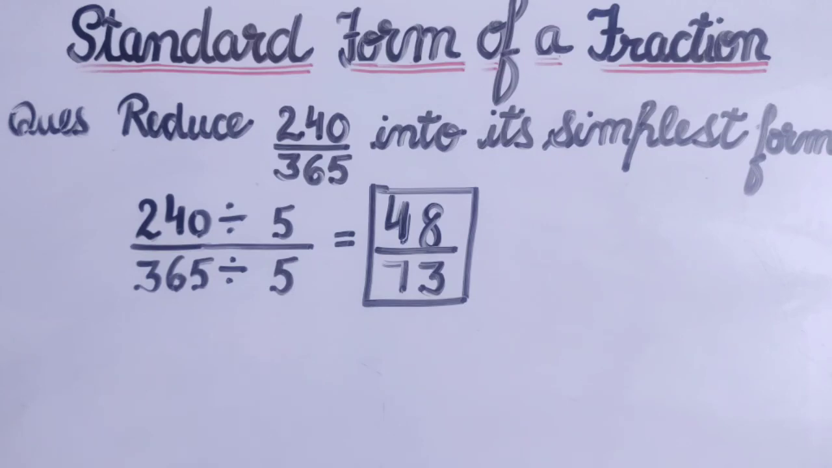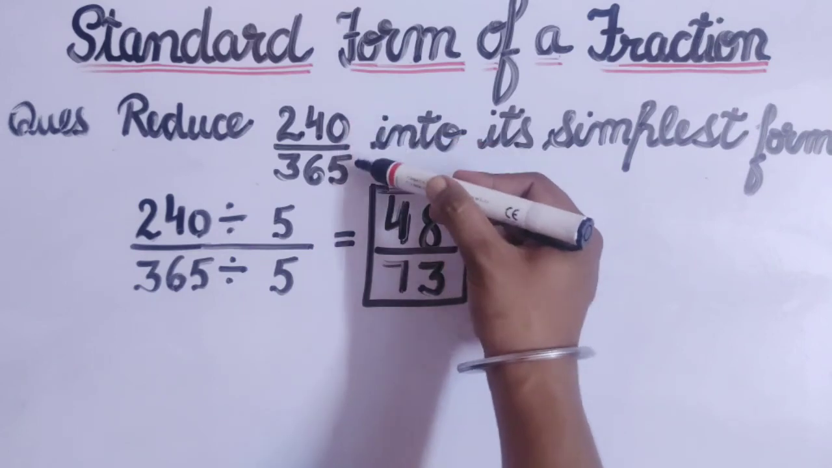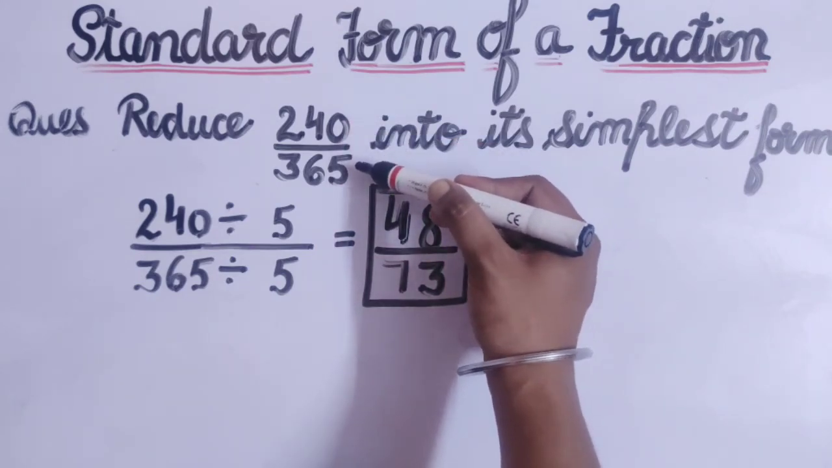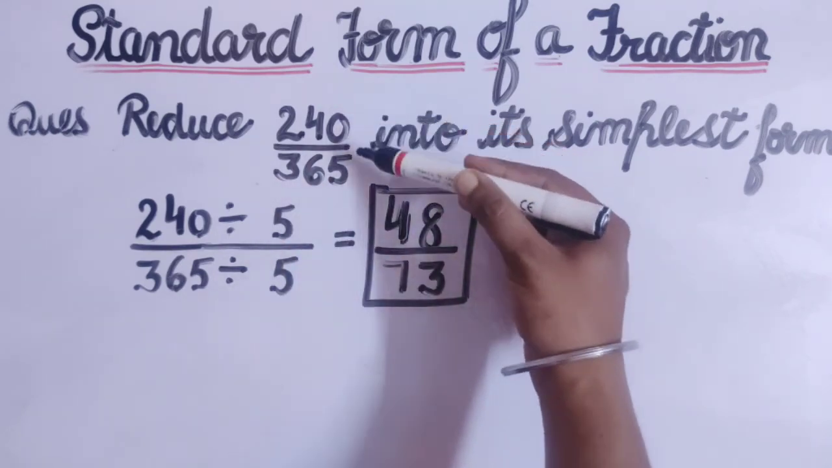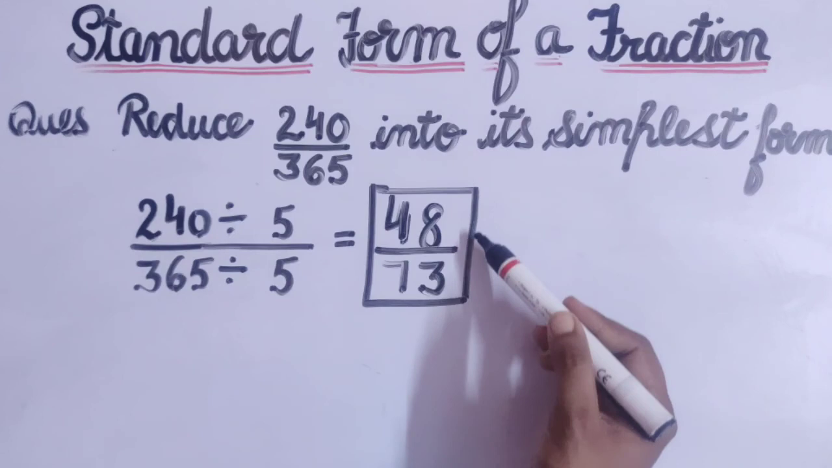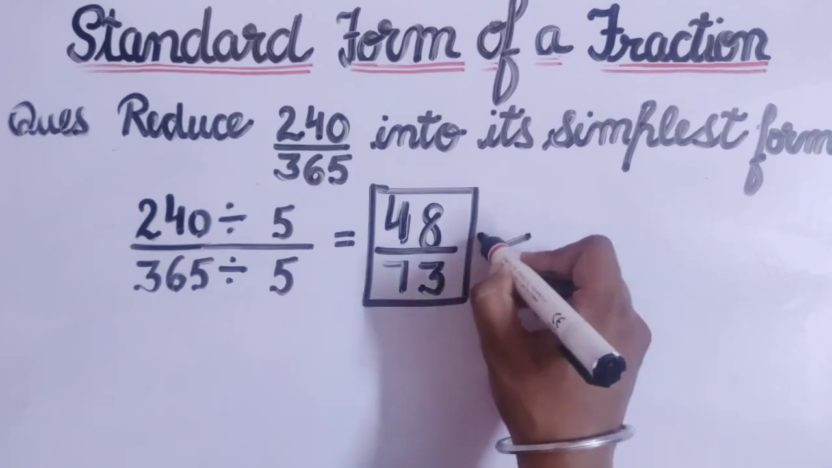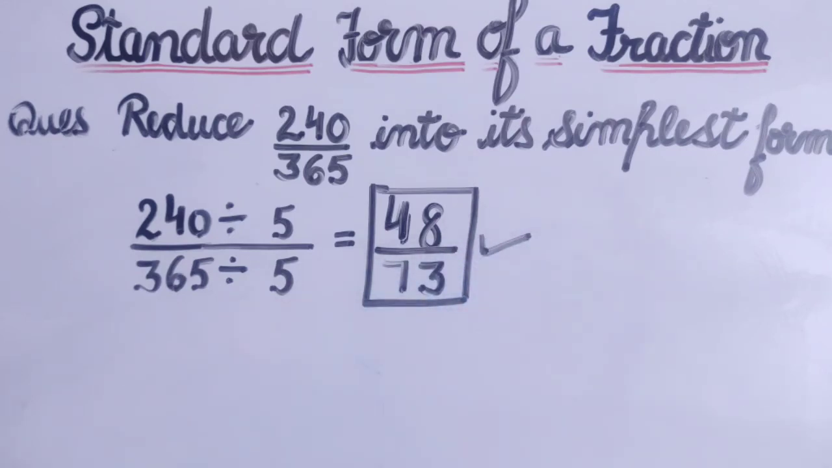Two steps we have to follow to convert the given fraction into the simplest form. First one is we have to find out the HCF of numerator and denominator of the given fraction. And second step is we have to divide the numerator and denominator by that HCF. The answer or the fraction which we get will be our fraction in simplest form or in standard form. Clear, students?